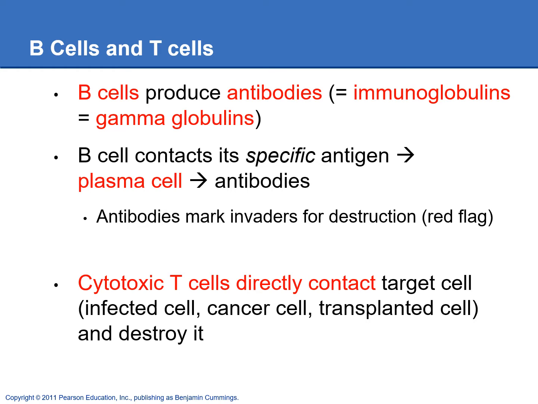When a B lymphocyte recognizes its specific pathogen, it will start dividing and produce plasma cells. Plasma cells produce antibodies. Antibodies are made of proteins, and they're also called immunoglobulins or gamma globulins. Antibodies will bind to any pathogens that are in the body fluids, and act like big red flags that tell the other white blood cells to come over and get rid of that pathogen. The cytotoxic T lymphocytes work differently. They're going to directly contact an infected cell, cancer cell, or transplanted cell and kill it.